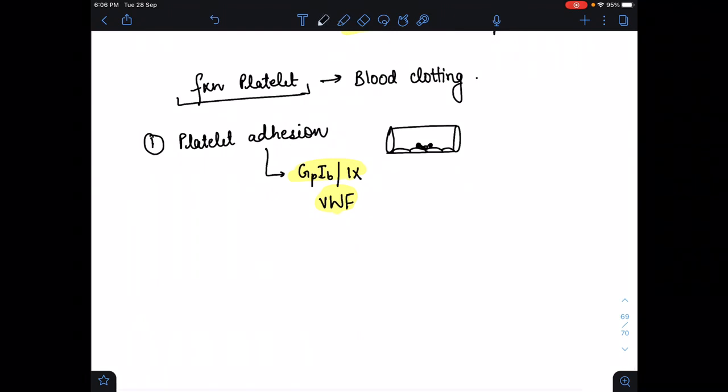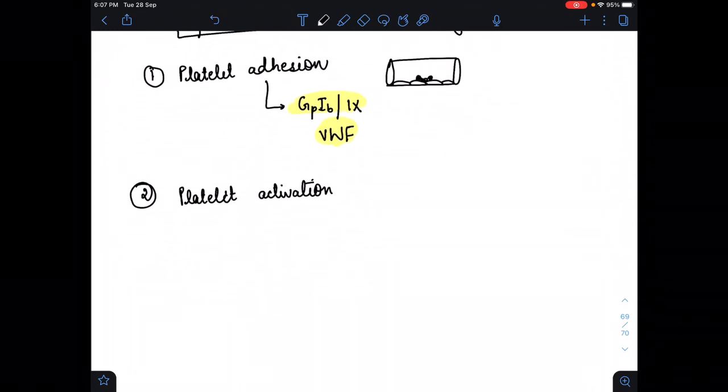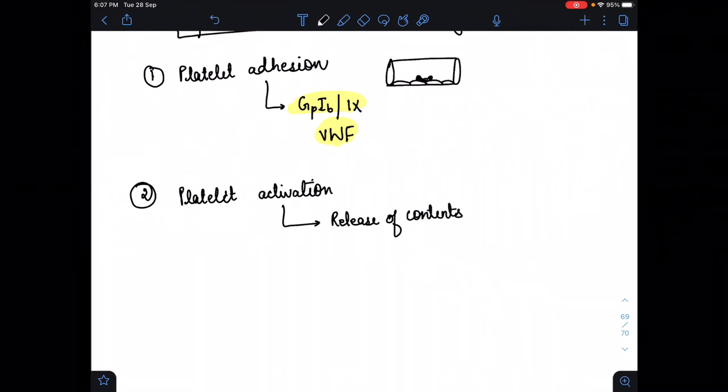Now the second step after the adhesion: the platelets get activated after adhering to the endothelial cell. This is platelet activation. Now what will happen after the platelet activation? When the platelets get activated, they release their contents. So the release of contents happens after adhering to the endothelial surface.